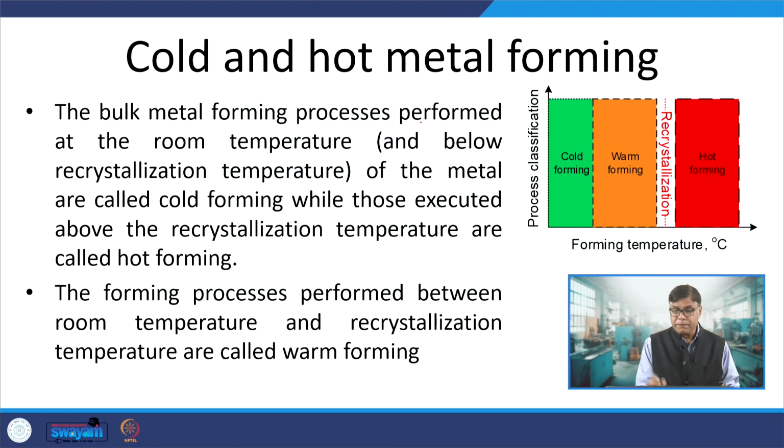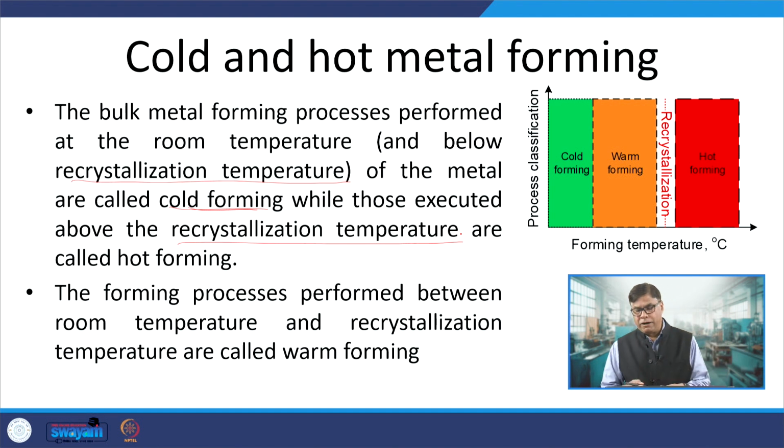Bulk metal forming processes which are done at room temperature or below the recrystallization temperature of the metal are called cold forming, while the bulk metal forming processes which are executed above the recrystallization temperature are called hot forming. So, if we see this schematic diagram, say this is the x axis showing the forming temperature, and in the y axis we have the classification of the process. And this is the recrystallization temperature of the metal.